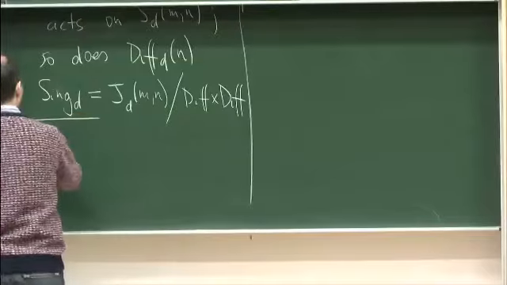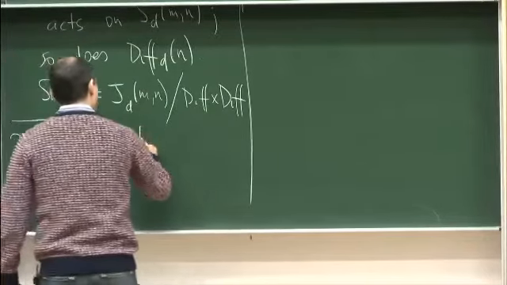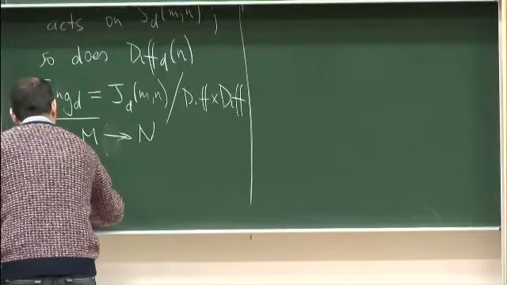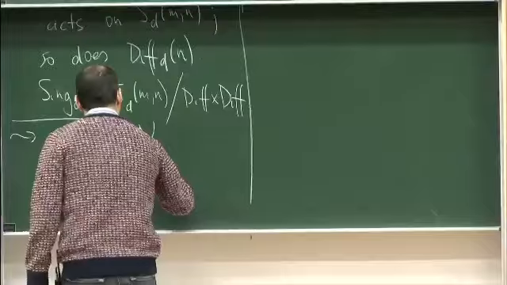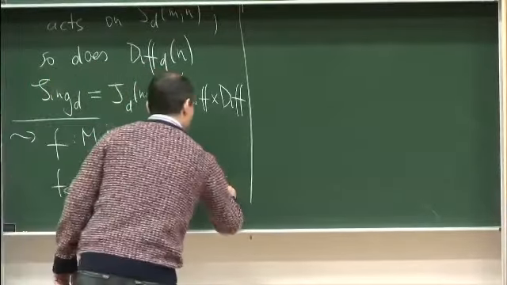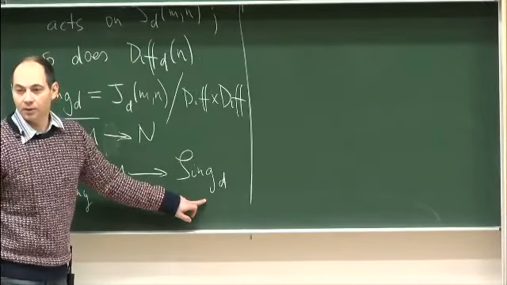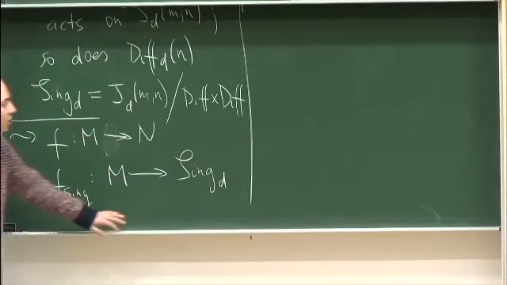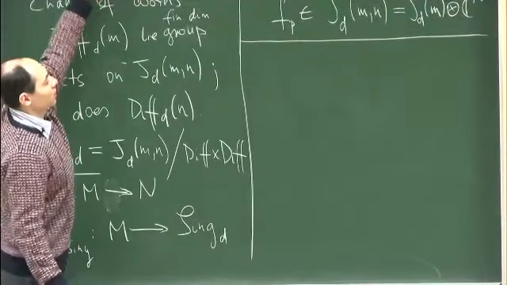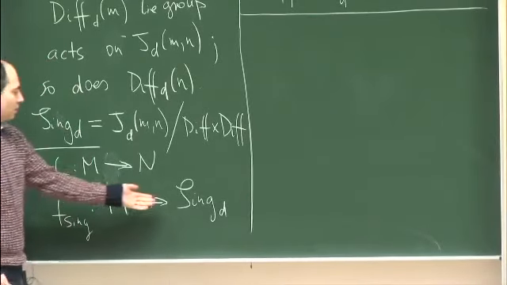if I have a map f from m to n, then this induces something that I can call f sing from m to this set sing d. Okay, so for every point in m, I can associate a singularity. So the question then, the topological question of singularity theory, which started, as I said, with work of Whitney and then Thom, was to understand this map.